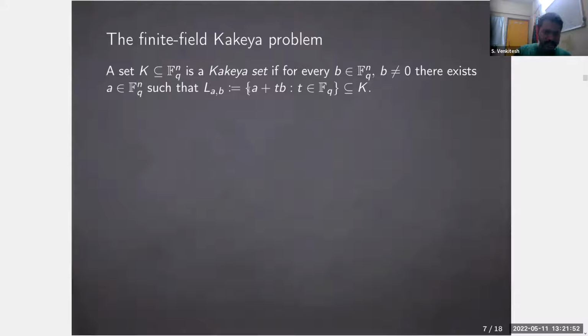Okay. So a Kakeya set in this vector space is any set such that for every direction in the vector space, there is some point such that the line passing through that point with this direction must be in the set. Okay. A trivial example of a Kakeya set is the full vector space.